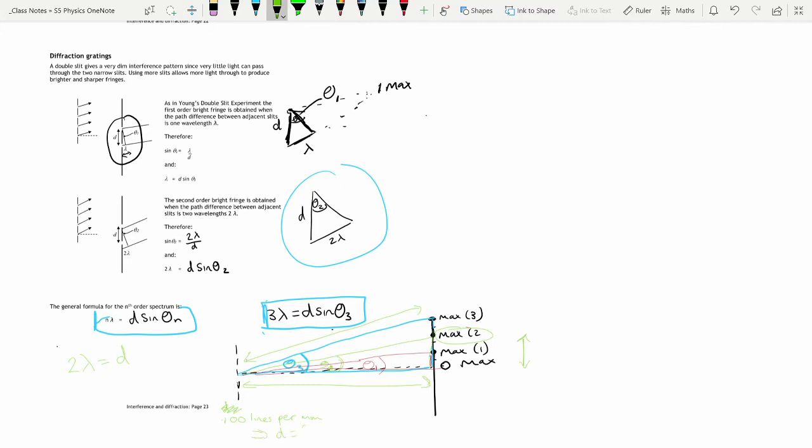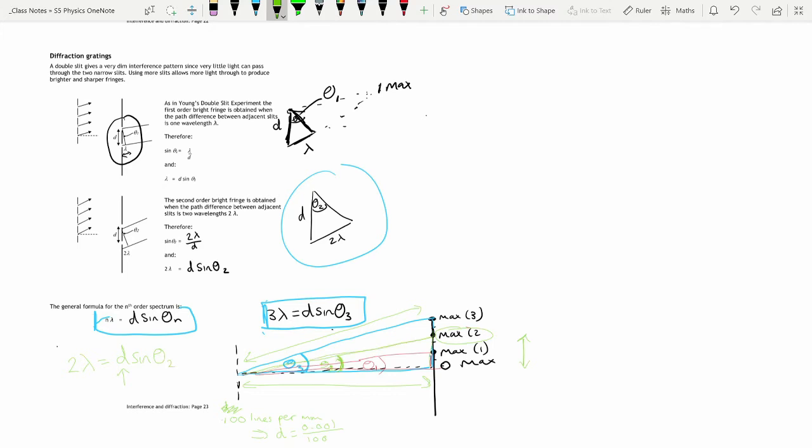What you would do is just do 1 millimeter divided by 100. If there are 200 lines per millimeter, it'd be 1 millimeter divided by 200. So you'd be given the d, or you'd be given something to work out the d, and then times by sine theta n, which would be that angle there.